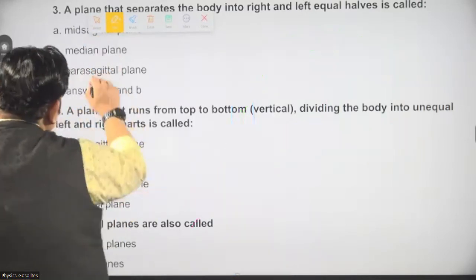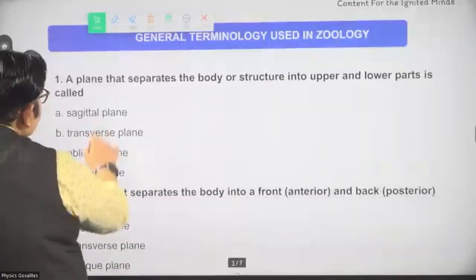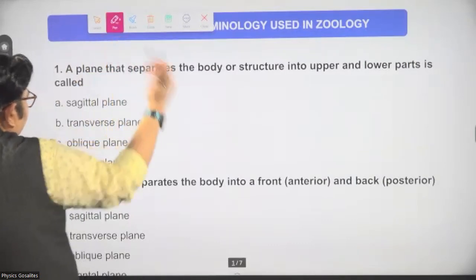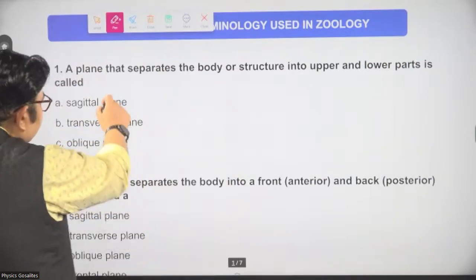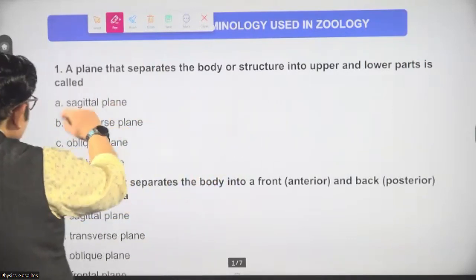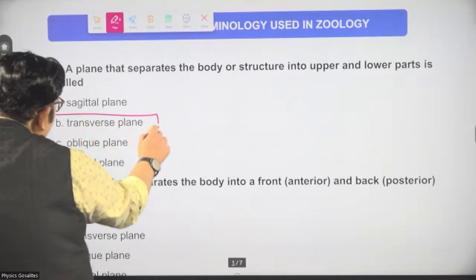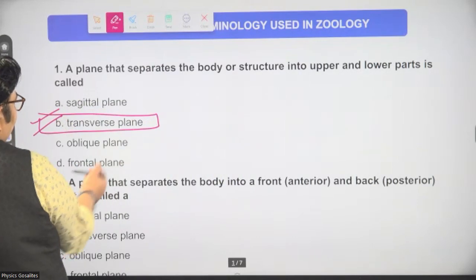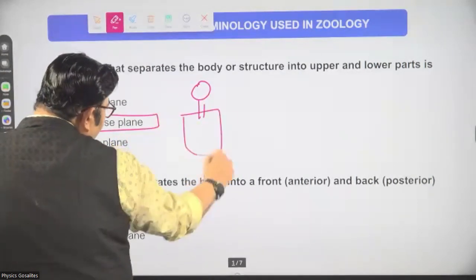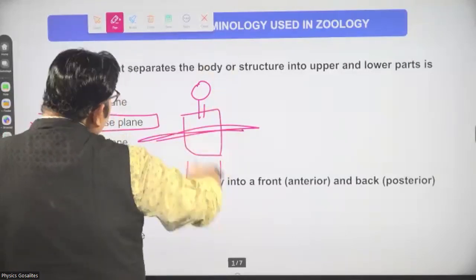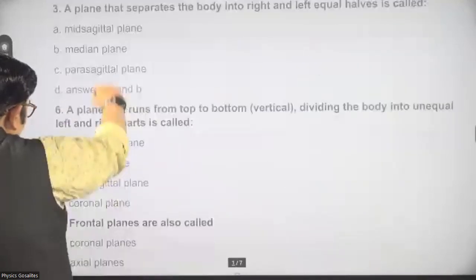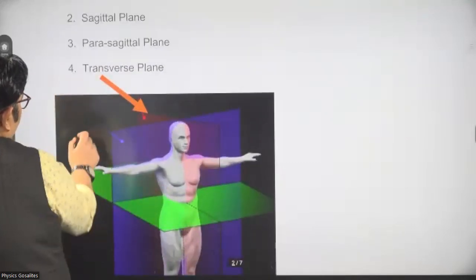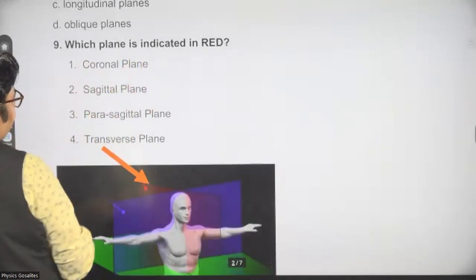Okay, done. Again, I'll look at the question that was being discussed, which I coincidentally heard because by that time I didn't know how to mute it. A plane that separates the body or structure into an upper and lower part is called the transverse plane. The answer was B, the transverse plane. Then only can we get an upper and lower part. You cut it like this, upper and lower parts. Done. No matter, let's do this diagram-based question. Now here, which plane is indicated in red?